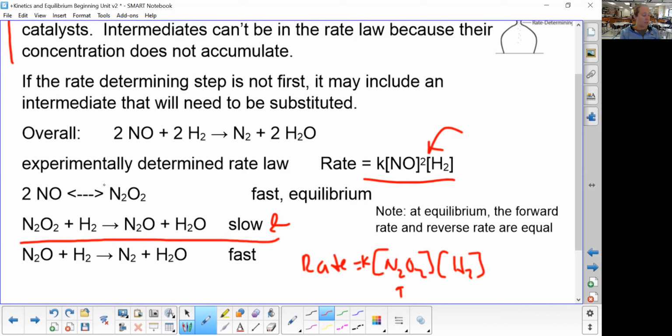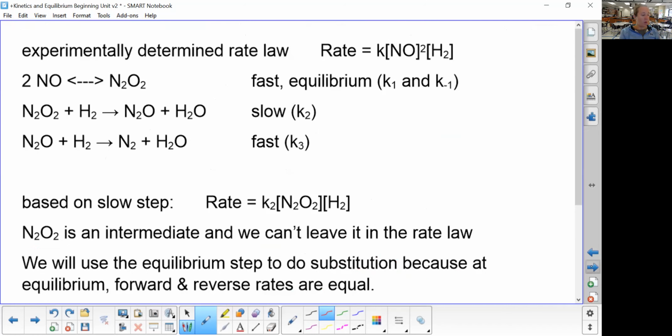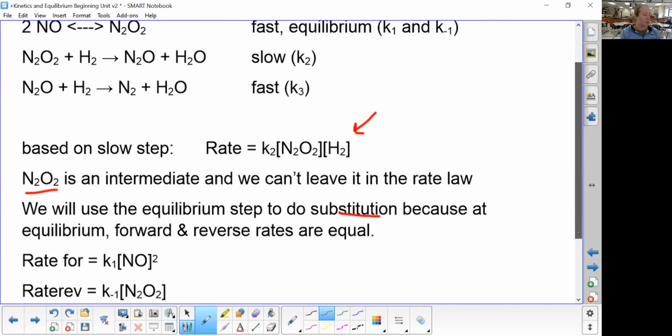And maybe you can kind of already see it, but the rate of that N2O2 would be equal to NO squared. And then if we substitute it, that's where we're going to get that NO squared. But just to walk you through that. So again, the experimental has been determined to be this. So based on the slow step, we just wrote the N2O2. N2O2 is an intermediate. So we're going to use the equilibrium step and do a substitution because at equilibrium, the forward and reverse rates are equal.